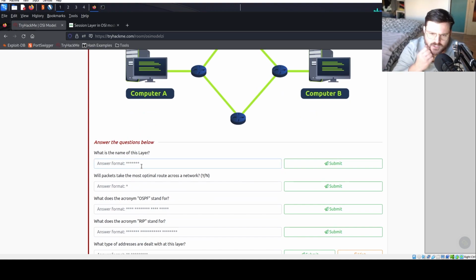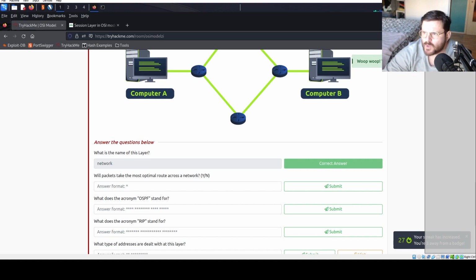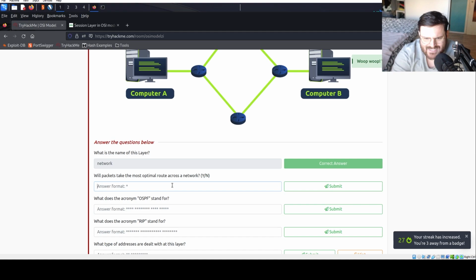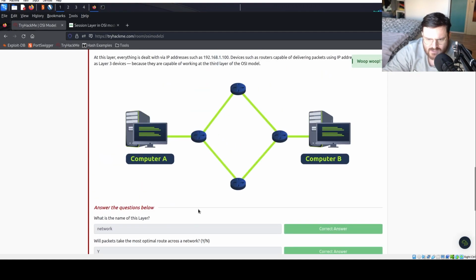Okay, questions. What is the name of this layer? Network layer. Will packets take the most optimal route across a network? Yes. What does the acronym OSPF stand for?